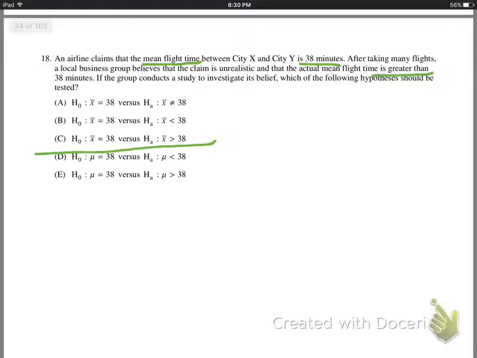Remember, the hypothesis is about the truth. And in statistics, for the truth we use a Greek letter. The letter from our alphabet is the mean of our sample. We don't use that in the hypothesis, so A through C are out. So let's go to D and E, and they want more than, so the answer is E.